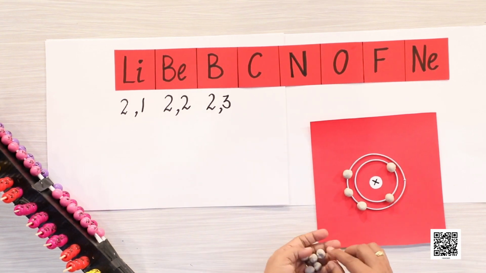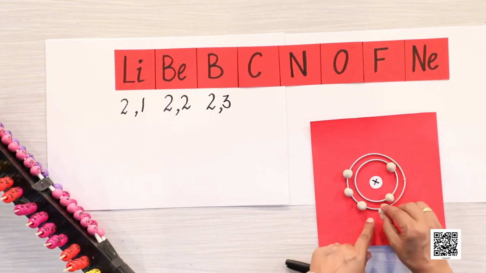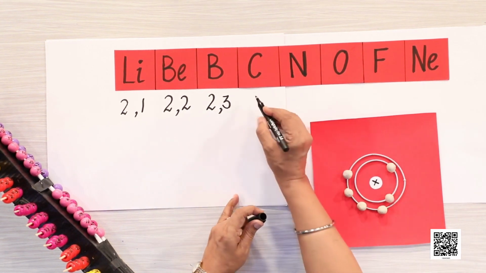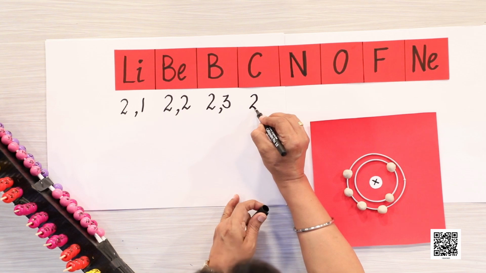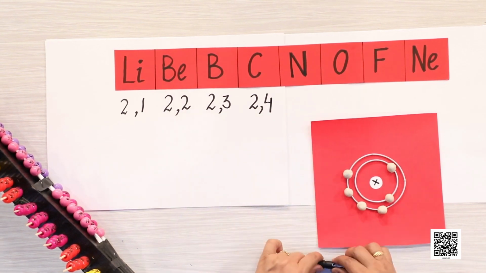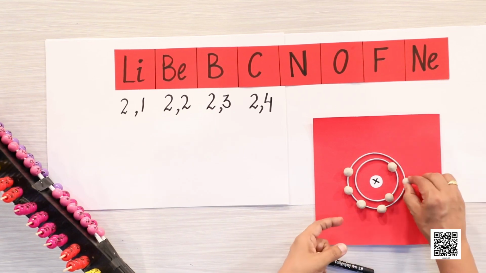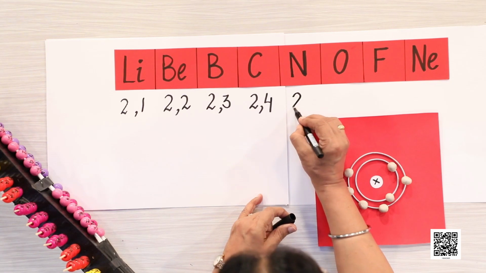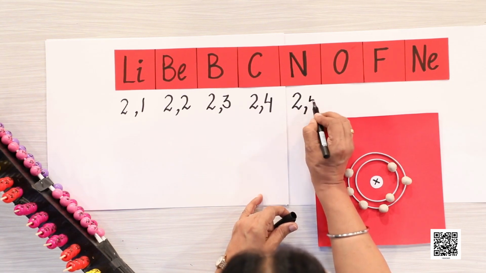So, notice the pattern that in this the extra electron is being added in the same shell. And what about carbon now? 2 electrons in the first shell and 4 electrons in the outermost shell. So, we can write down the electronic configuration as 2, 4. And next we have nitrogen with 5 electrons. So, it becomes 2, 5.